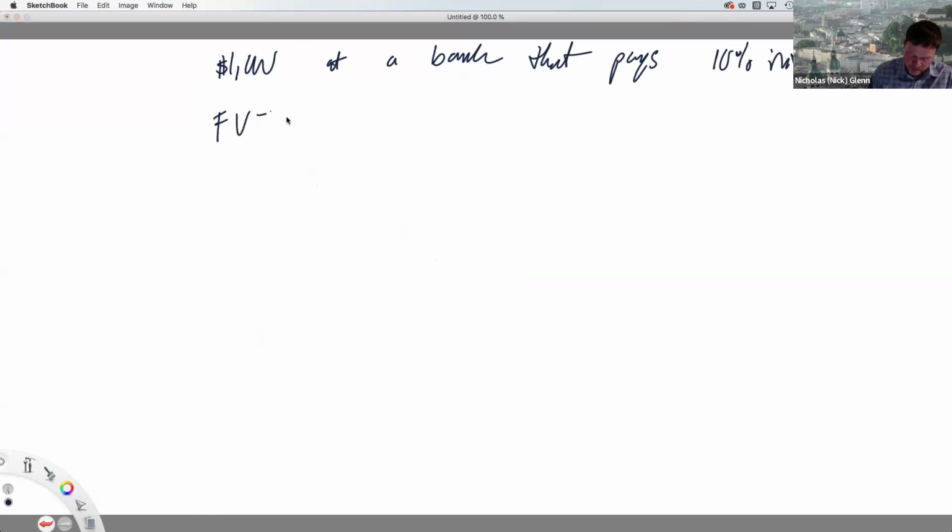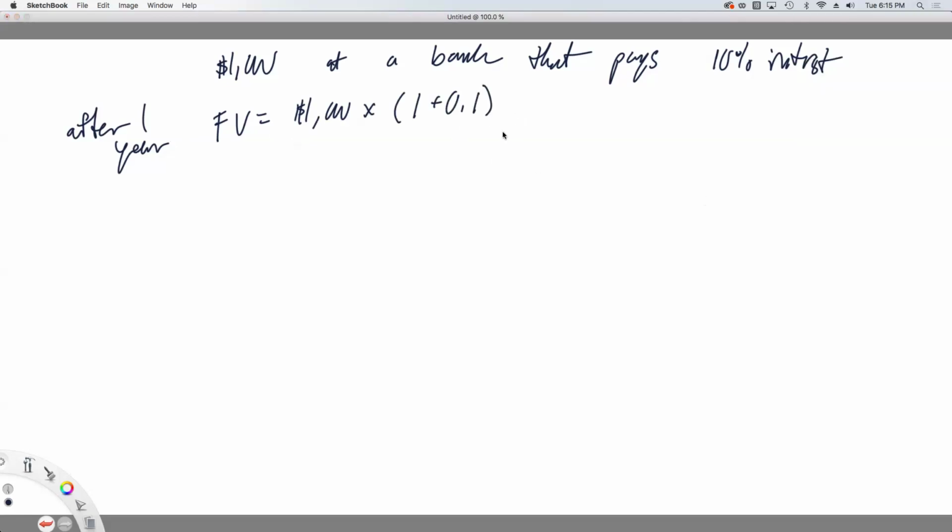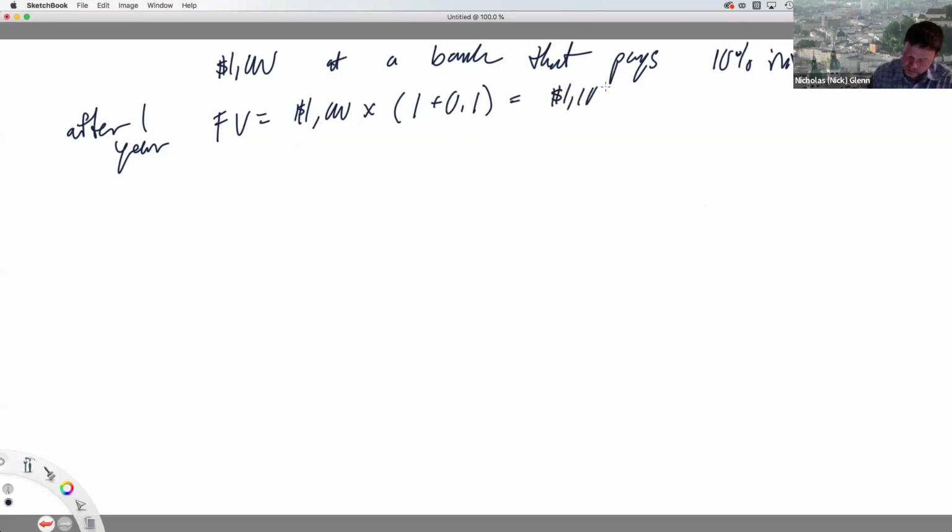Okay. And so if you want to see what that's worth after 1 year, well, to calculate this, you take this $1,000, you multiply it by 1 plus the interest rate, which is 0.1. You put it in decimal form. And that's going to give you the $1,100.